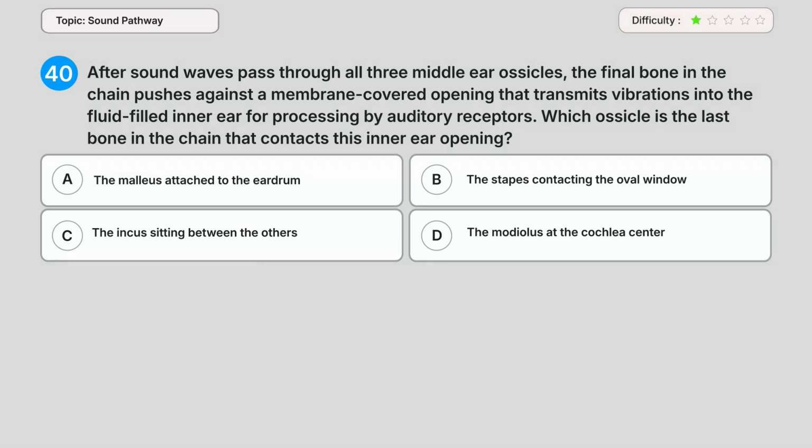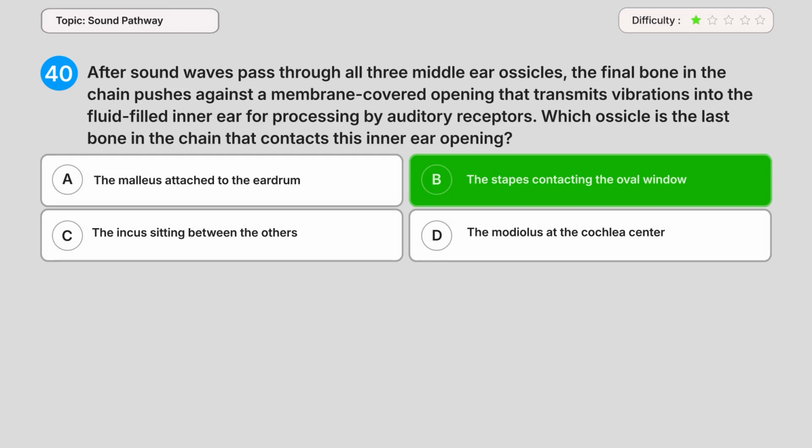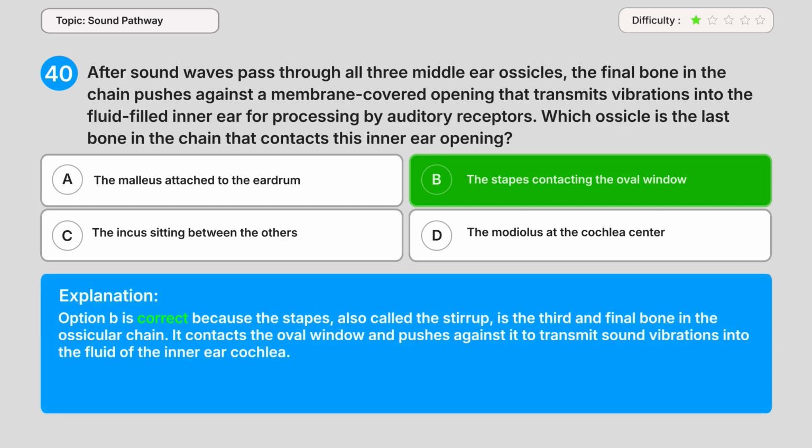Correct answer, B. The stapes contacting the oval window. Explanation. Option B is correct because the stapes, also called the stirrup, is the third and final bone in the ossicular chain. It contacts the oval window and pushes against it to transmit sound vibrations into the fluid of the inner ear cochlea.